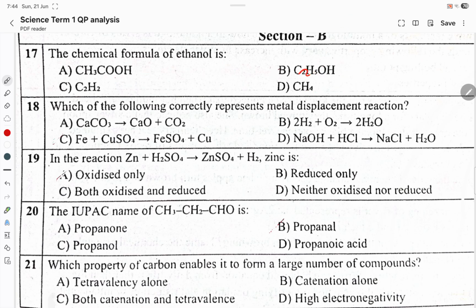Here it is C2H5OH, the alcohol group, right? This is the answer for this question. Ethyl alcohol can be written like this also, CH3CH2OH. Now let's see the correct answer. CH3CH2OH, here the OH group represents the alcohol group. Ethanol is nothing but ethyl alcohol. This is the correct answer for this question.